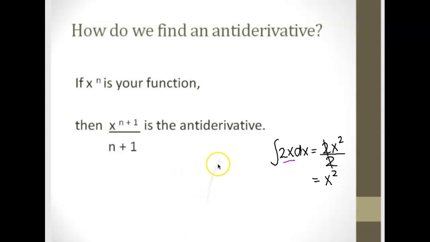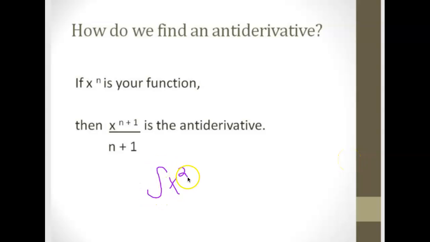So if it was x squared, it would be 1/3 x cubed. So if we integrate x squared dx, you add 1 to the power, so x squared becomes x cubed. You divide by the new power.